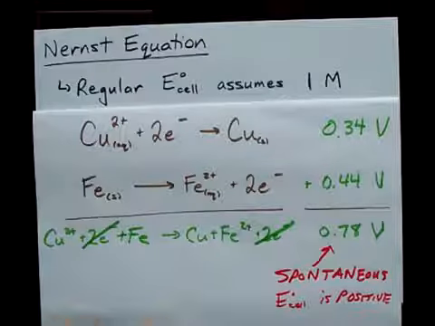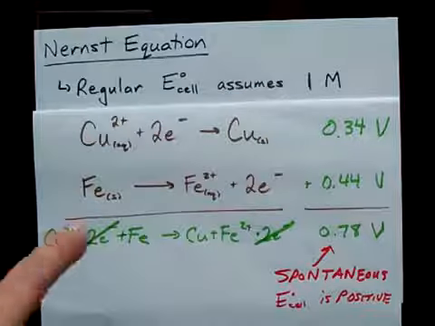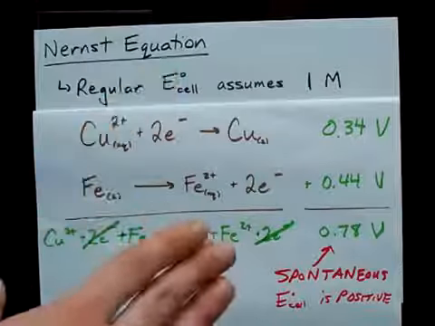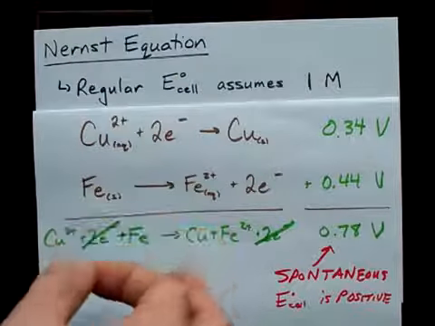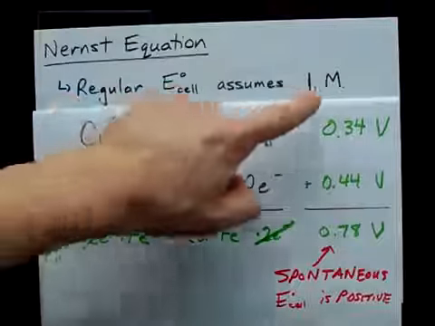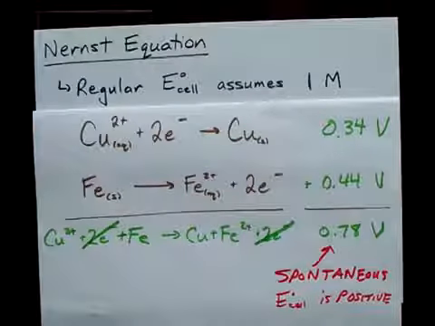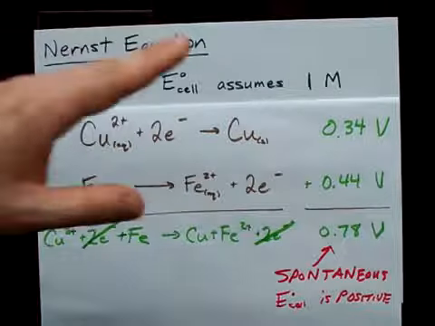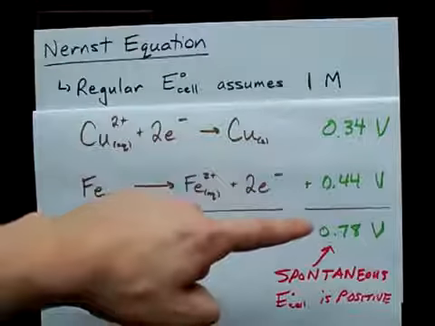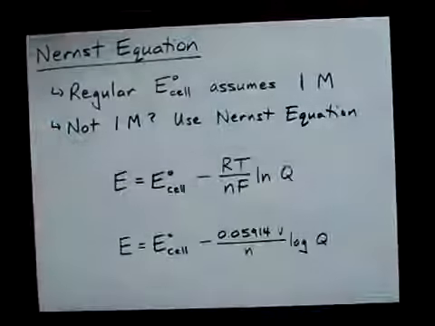But that's going to be rare for you. 1 mole per liter aqueous solutions makes this E naught cell. Oh, and by the way, temperature plays a role as well. If you don't have 1 mole per liter solutions, you're going to have to use the Nernst equation to figure out your actual cell potential. It'll be close to 0.78, but it won't be exactly 0.78.